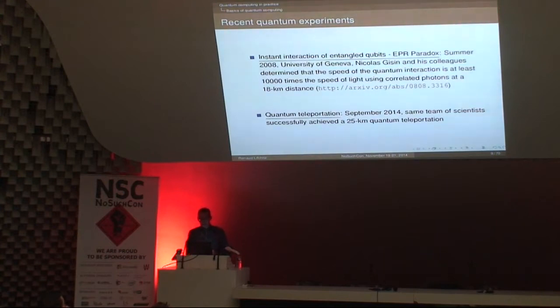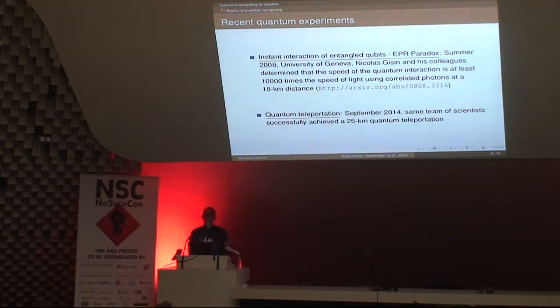Two surprising experiments were conducted recently. In 2008 in Geneva, a team of scientists observed instant interaction between entangled bits. That is to say, they created two entangled photons, that is to say, correlated photons. They sent them 18 kilometers apart from each other. And when they measured the polarization of one photon, the other was fixed instantly at 18 kilometers.